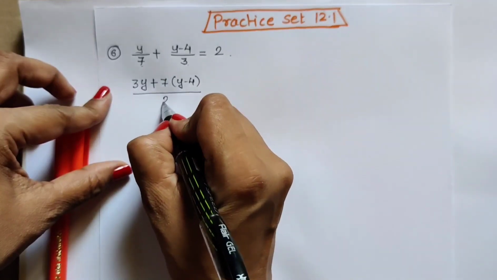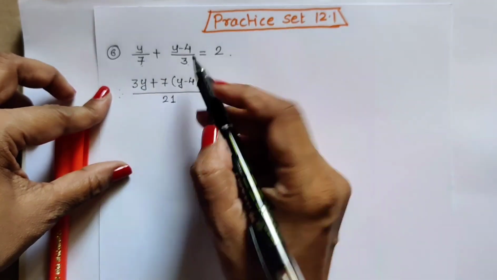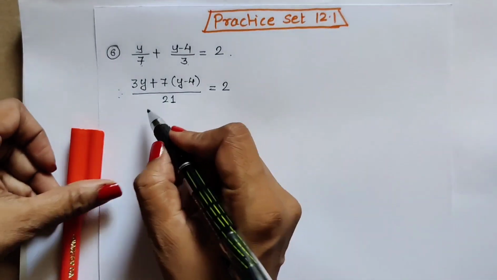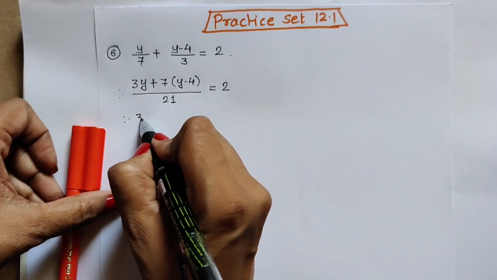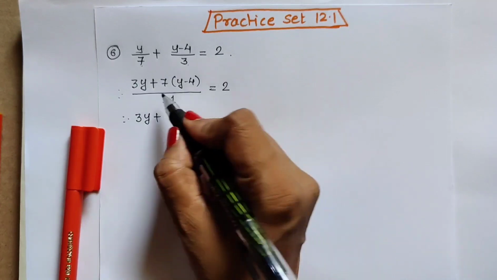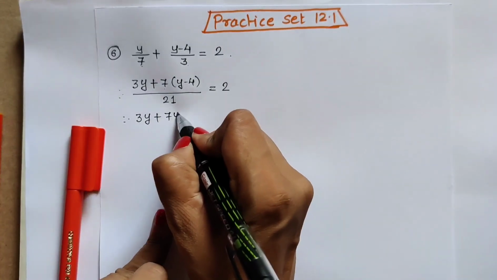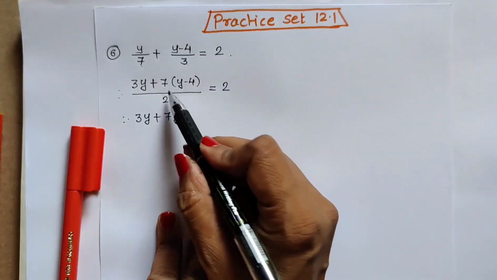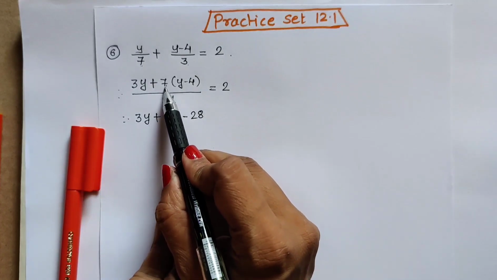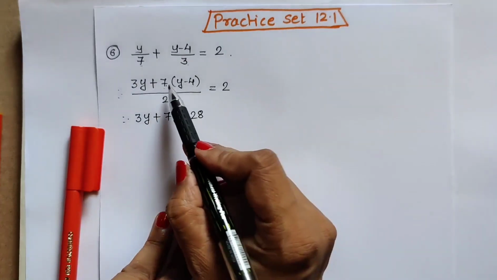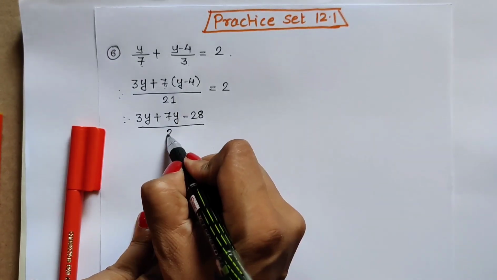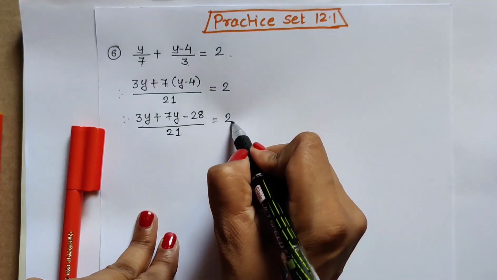7 3s are 21. So in this way we have solved the left hand side, and the right hand side 2 we write as it is. Now once again solve it. 3y as it is we can write. As the bracket is there, we have to solve the bracket first. 7 into y is 7y, then the minus sign is there, put the minus sign. 7 4s are 28. So what we did here, we have multiplied the terms inside the bracket by 7, because 7 multiplied by y minus 4 is there. Upon 21 as it is, is equal to 2 as it is.